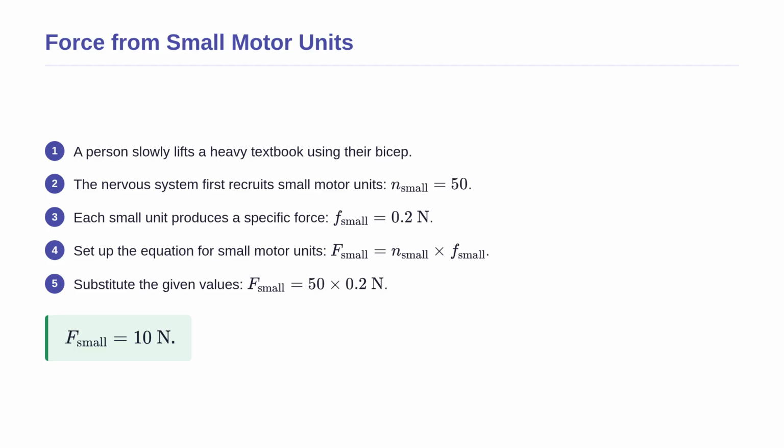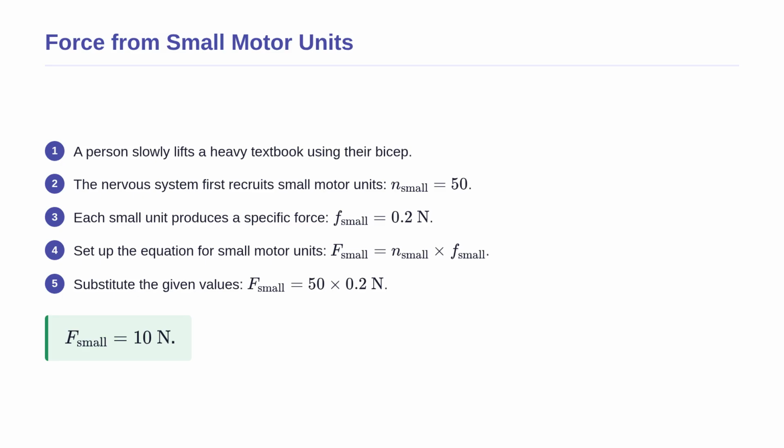Let us put this force formula into practice with a two-part example. Imagine a person is slowly lifting a heavy textbook, causing their bicep muscle to contract. We are given that the nervous system first recruits 50 small motor units, and each of these small units produces 0.2 newtons of force. We need to find their contribution to the total force.